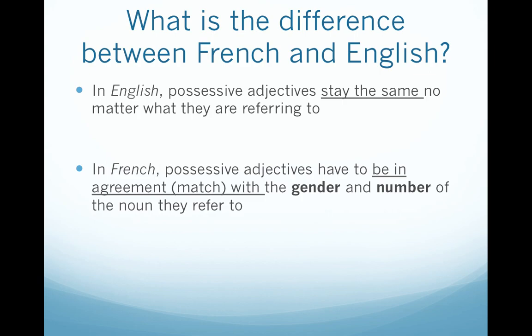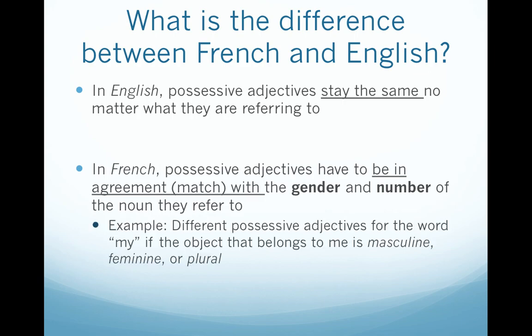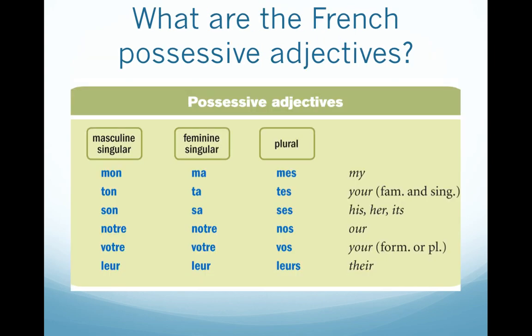In French, however, possessive adjectives have to be in agreement with or match the gender and number of the noun they refer to. So in English, we don't really give gender to any nouns. In French, we know a noun can either be masculine or feminine. And then also if that noun changes from masculine to feminine, and if it changes from singular to plural, our possessive adjective changes to go with it, just like any other adjective. So for example, the word my, you can have several different options in French. There's a version of my if the object is masculine, a version of my if the object is feminine, and a version of my if the object is plural. So let's look at what those are.